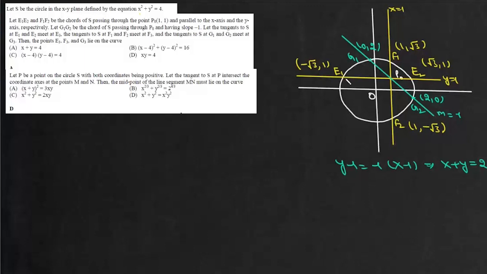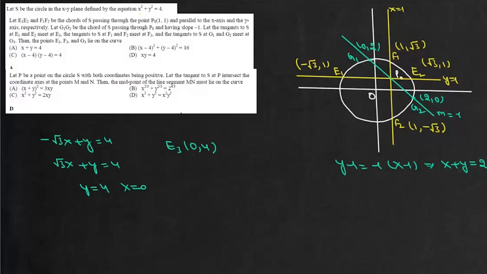Now it says tangents to S at E1 and E2 meet at E3. So if we write the tangent at E1, it is given by T equals 0. So this equation will be minus root 3 x plus y equals 4. And at E2, again T equals 0, so there will be root 3 x plus y equals 4. Now here we get y as 4 and x as 0. So the coordinate of this point E3 is (0, 4).